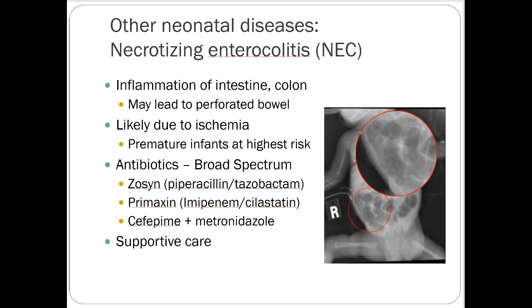So we're talking about drugs like Zosyn and Primaxin, or cefepime and metronidazole. We want really broad spectrum gram-negative coverage and anaerobic coverage to get those GI bugs. And then the treatment after that is pretty much just supportive care, surgery if needed, whatever else you might need. But I just wanted to throw this in there. It is something that happens in more acute care medicine with kids, so just something to know.